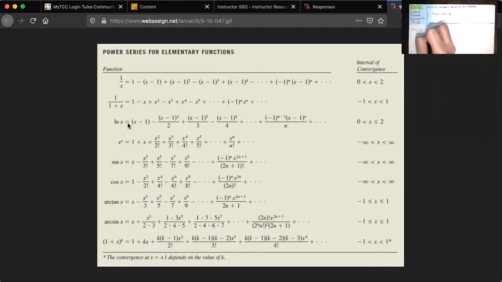as x minus 1 minus the quantity x minus 1 squared over 2 plus the quantity x minus 1 cubed over 3, and so on. And it looks like the nth term is negative 1 to the n minus 1 times x minus 1 to the n over n, and so on. And we're told that the interval of convergence for this is 0 to 2, including 2, but not including 0. So that's what we're told, and that's actually what they expect us to use in order to answer this question.